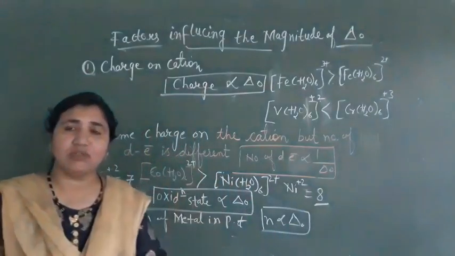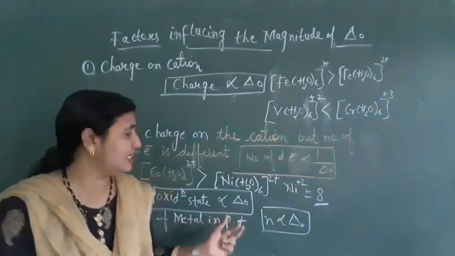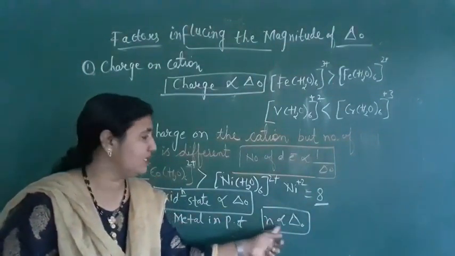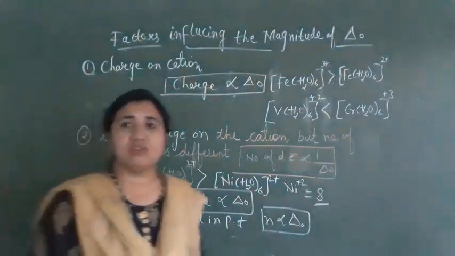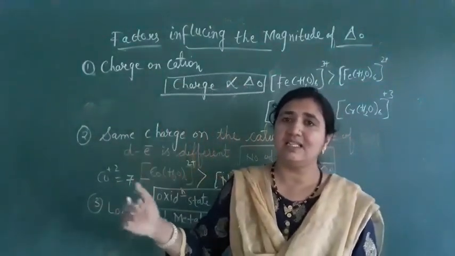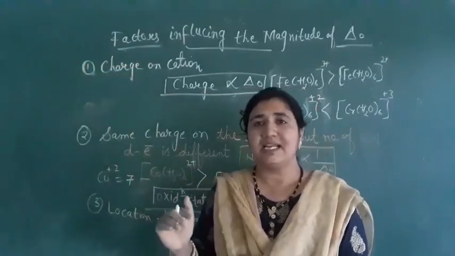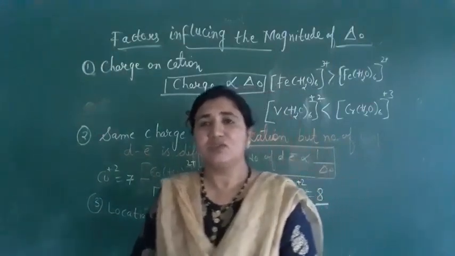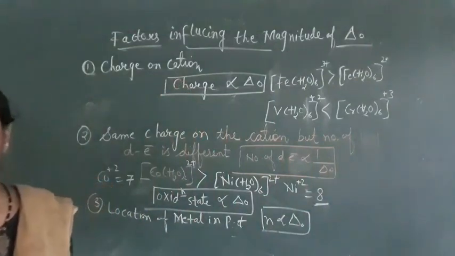So as we go down the group, the principal quantum number n value increases, and the delta O value increases. And the last, fourth factor is strong field and weak field ligand. If a strong field ligand is there, then the delta value increases, and if a weak field ligand is there, the delta value decreases. Splitting will be less. So these are the factors influencing the magnitude of delta O value.